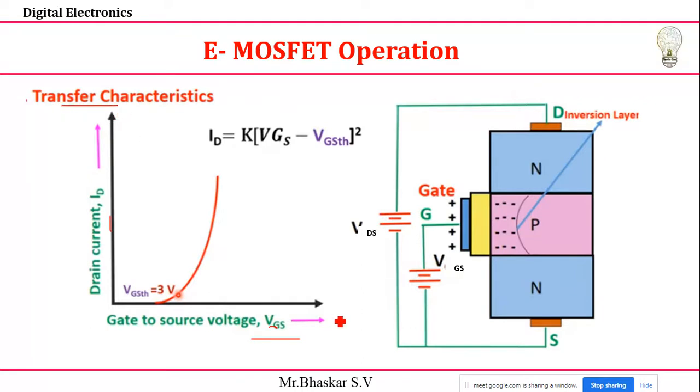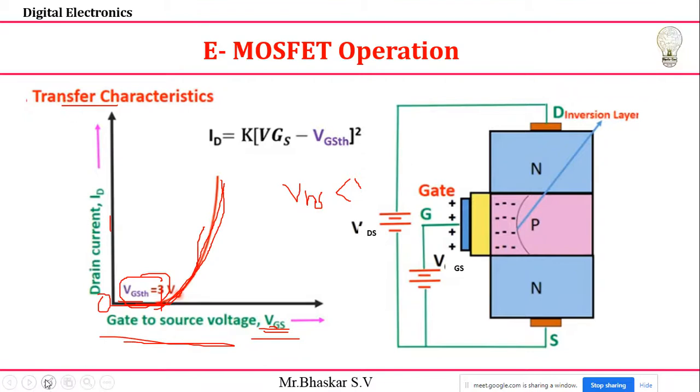Here it is also the same thing. If I increase my VGS value, the drain current is initially less. If my input voltage VGS is less than VGS(th), the threshold voltage, the output drain current is 0 only. Once it reaches the threshold voltage, it suddenly starts increasing in value. These are the representations of your transfer characteristics.